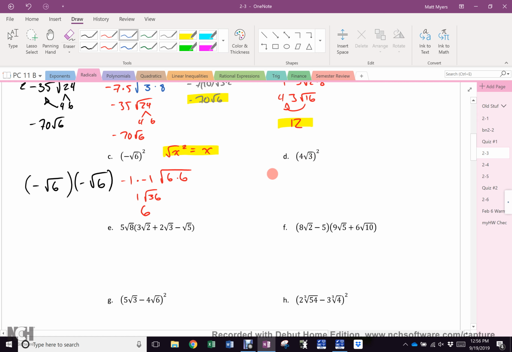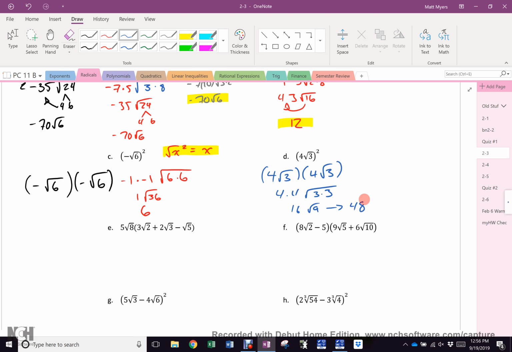What's this one then? 4 root 3 times 4 root 3. 4 times 4, root what? 3 times 3, which is 16 root 9. What's the root of 9? So what's the answer? 48. Is everybody cool? Does everybody understand? Does everybody see what's going on here? All right, everyone's okay? All right.